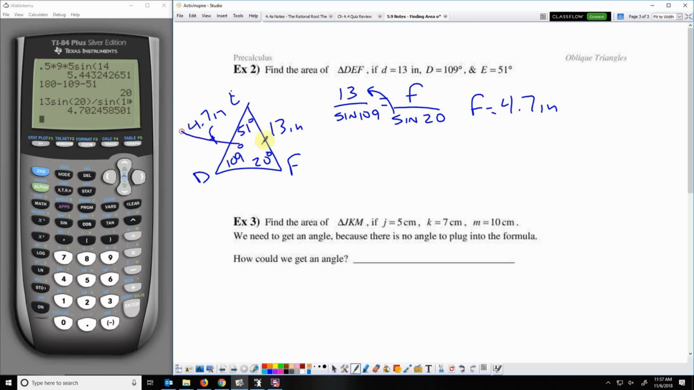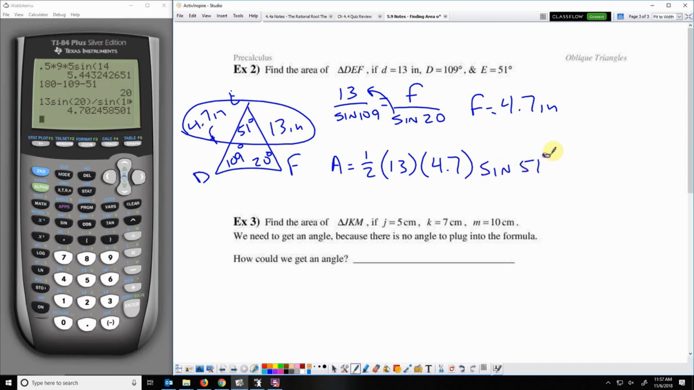Okay, so now, right there, we have side angle side. So the area is 1/2 times one side times another times sine of the included angle. So we get an area of about 23.74 inches squared.